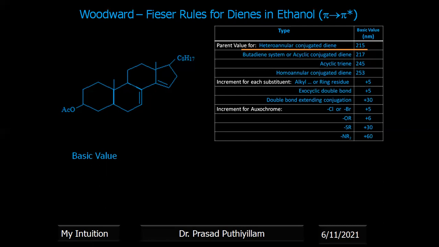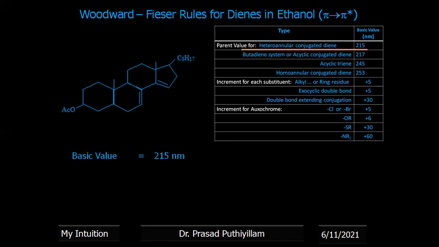Then check whether there is a double bond in conjugation, extending conjugation. That is very important. Otherwise, you may consider that single bond as an alkyl residue or alkyl substitution. Therefore, after looking at the parent value, you should check whether any double bond is there in extension. Then that entire one we have to treat as a conjugated system. And whatever substitution is present on the double bonds, we have to treat as alkyl or ring residue. So we'll see the examples.